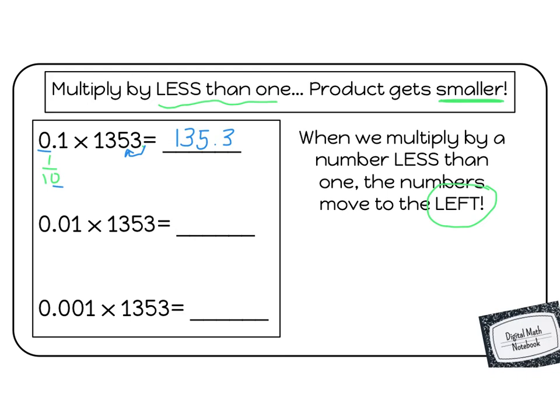Now in this next example, I have 1/100th. So I have 2 zeros. That means my decimal, which starts at the end, is going to move 1, 2 places. So now my number is going to be 13.53, moving to the left. And our last example here has 1, 2, 3 zeros. So our decimal starts at the end and we count 1, 2, 3 zeros. So my number is going to be 1.353. So each time my number is getting smaller. Pause to write these answers into your digital math notebook.